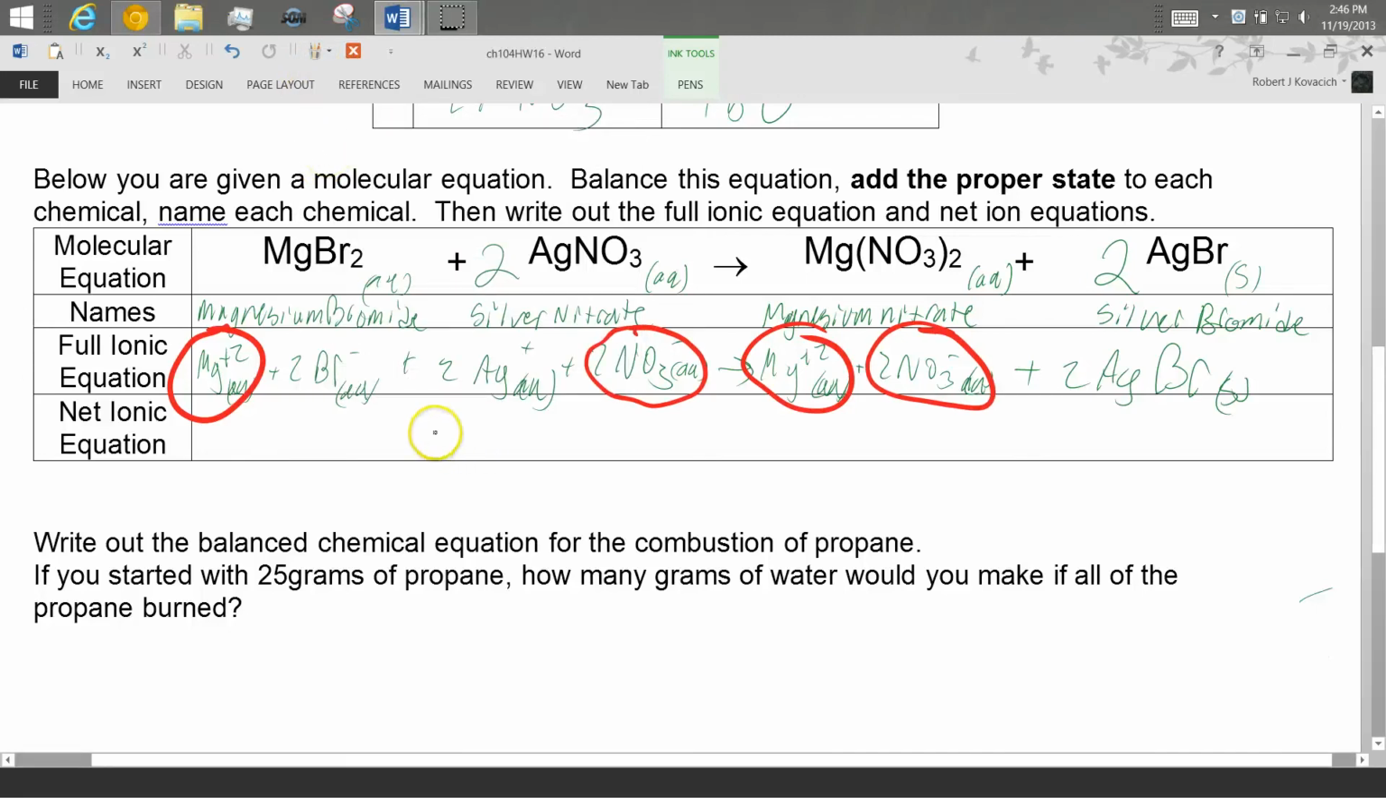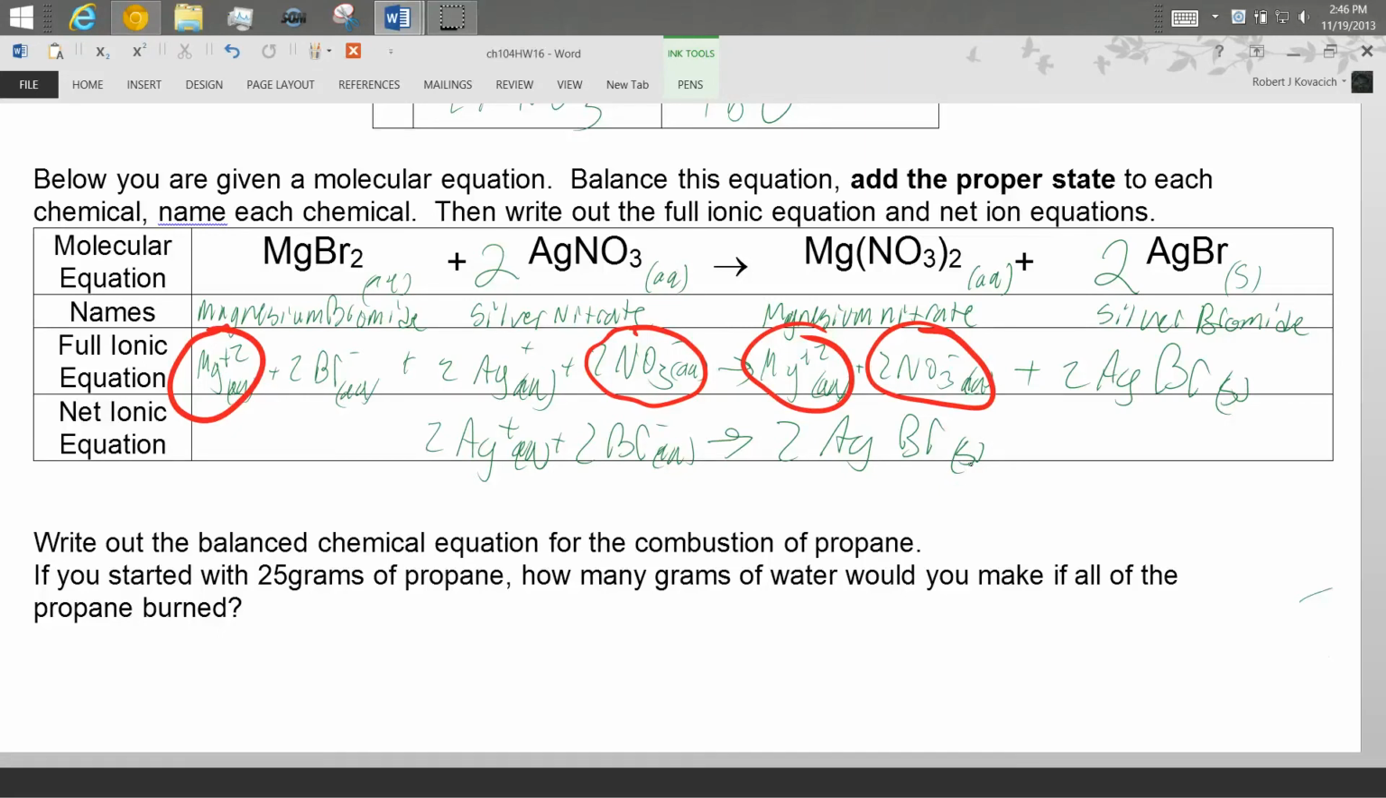So what I end up with are 2 silvers that are aqueous and 2 bromides that are aqueous, and these guys turn into 2 silver bromides that are solid. That's the only thing that happened in this chemical reaction, is I made silver bromide.